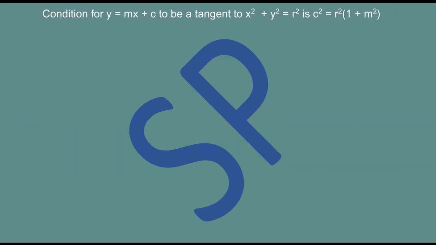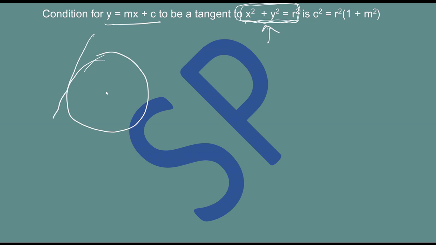Now we are going to see condition for the line y equal to mx plus c to be a tangent to the circle x square plus y square equal to r square. Observe carefully, I am not taking the general circle, I am taking the circle whose center is at the origin. Okay, now what is the condition? For the line to touch the circle, the distance from center to the line should be equal to radius. That is the condition.